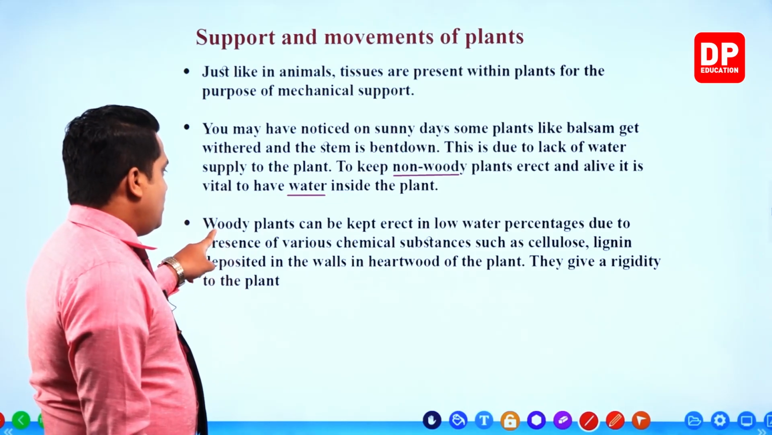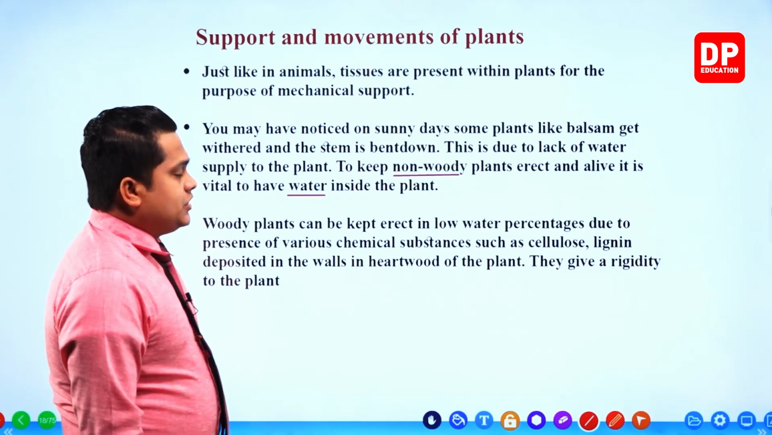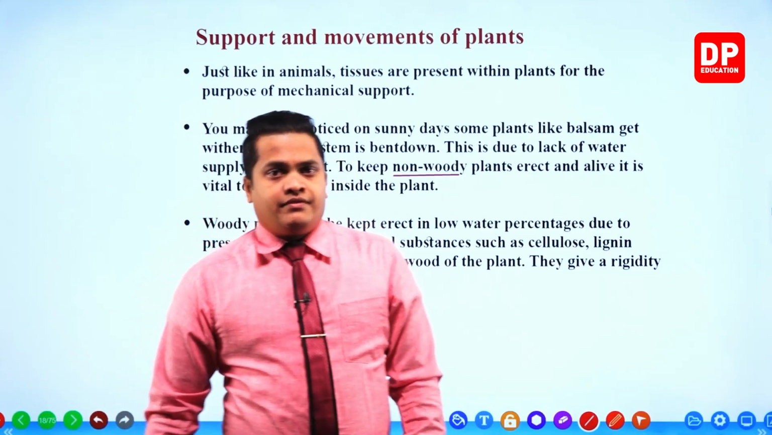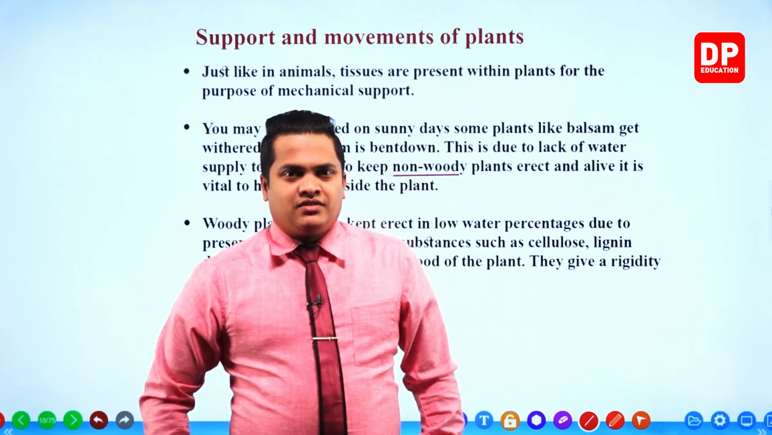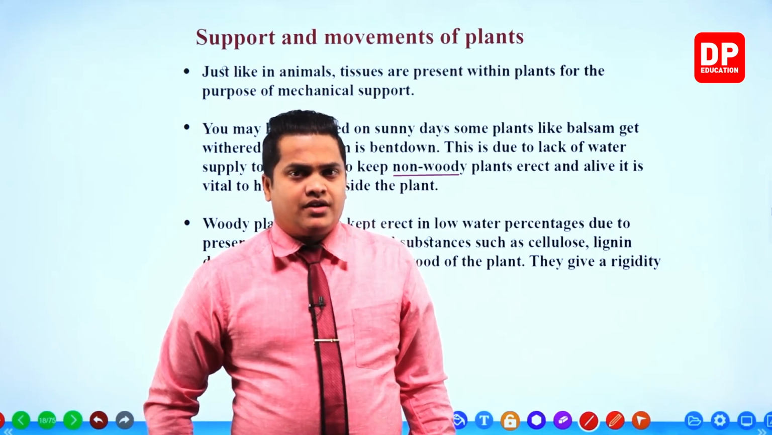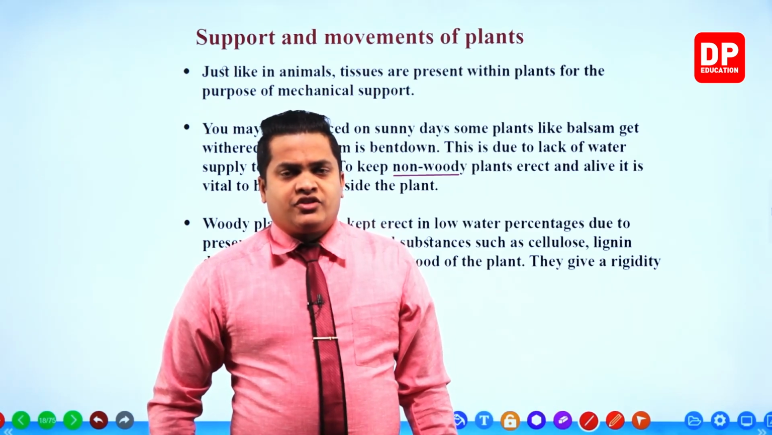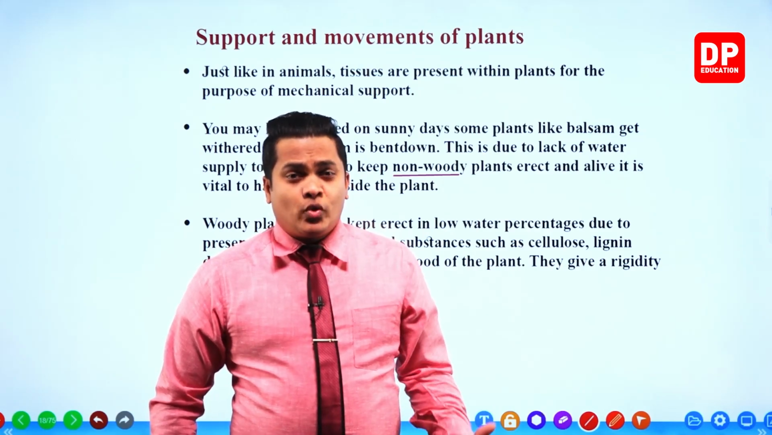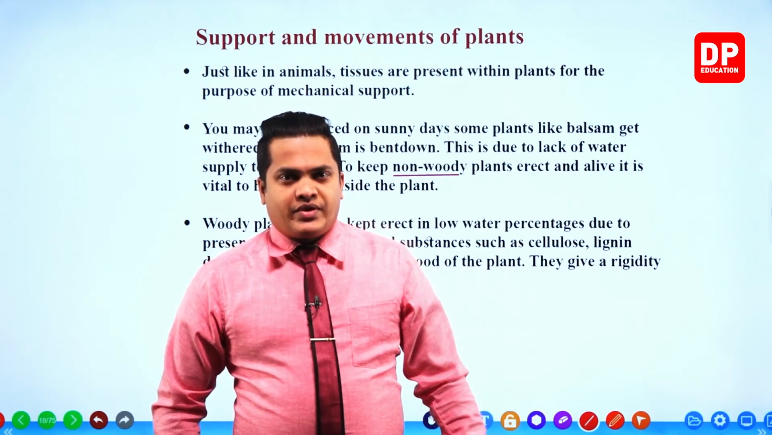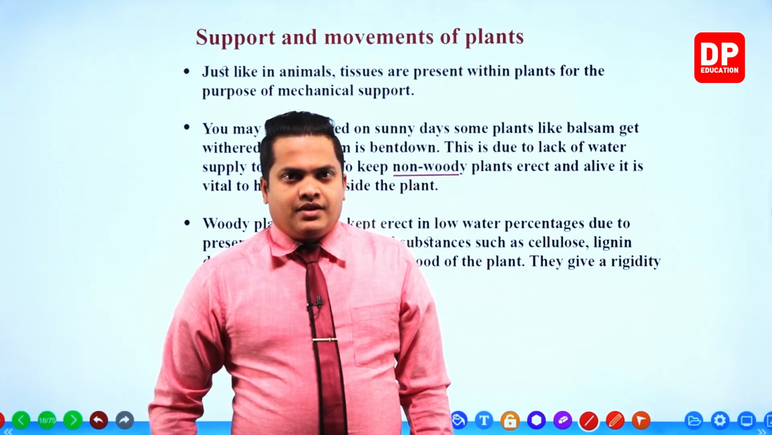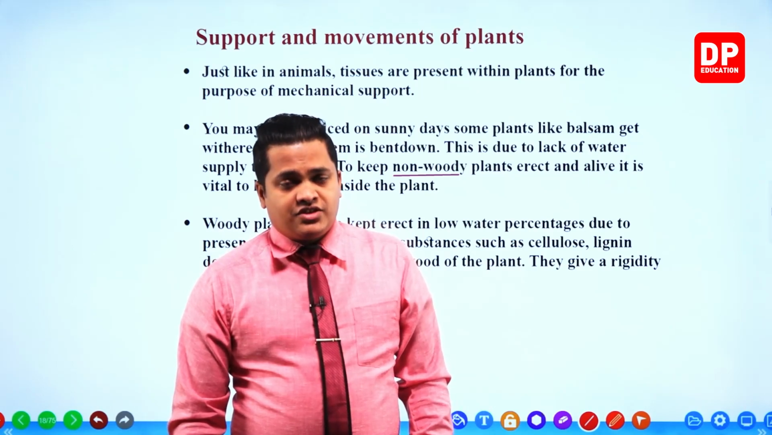Then woody plants can be kept erect at low water percentages. You know that when you take a woody plant, like the stem of a mango, the stem of a jack plant, the stem of a coconut plant, actually those things are not plants, they are trees. Using the word plant is not suitable for those kinds of trees. Mango is a large tree, same as the coconut and the jack.